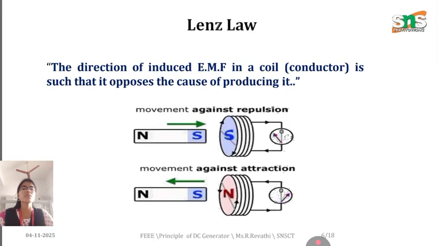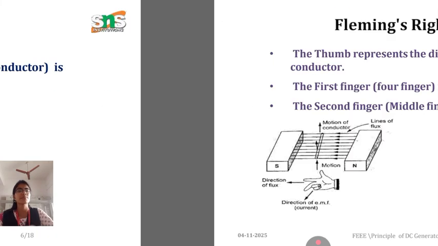The direction of the induced EMF in a coil conductor is such that it opposes the cause of producing it, which is Lenz's law. North and south poles: we know that opposite poles attract and the same poles repel. In the first picture, south and south poles come in contact, so it is a process of repulsion. In the second picture, the movement is against attraction, so the opposite poles get attracted.